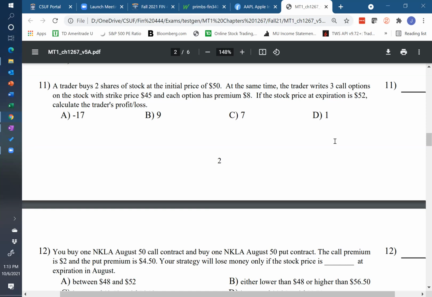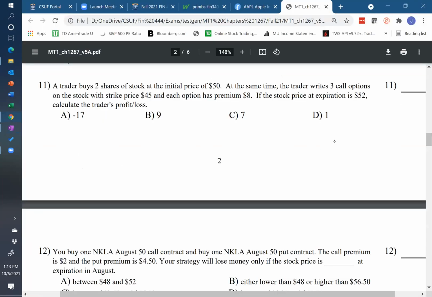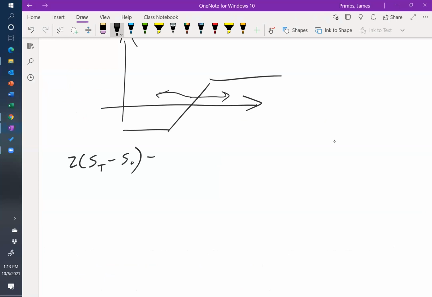So you're long 2 shares of the stock. The stock, remember our formula is ST minus S0 for the stock, and I'm long 2 shares. And then I am short 3 call options. So I'm going to have a -3 on the call options. And I just need to do this calculation.